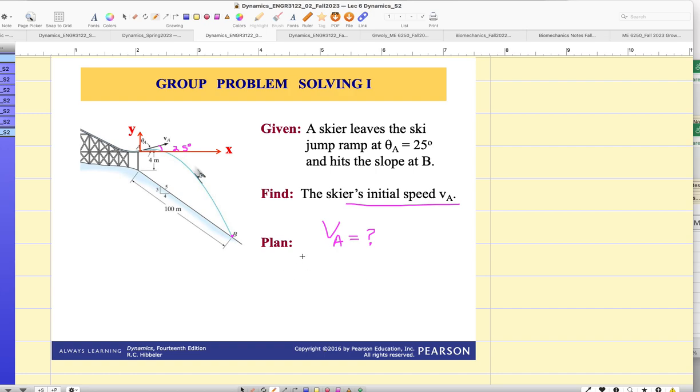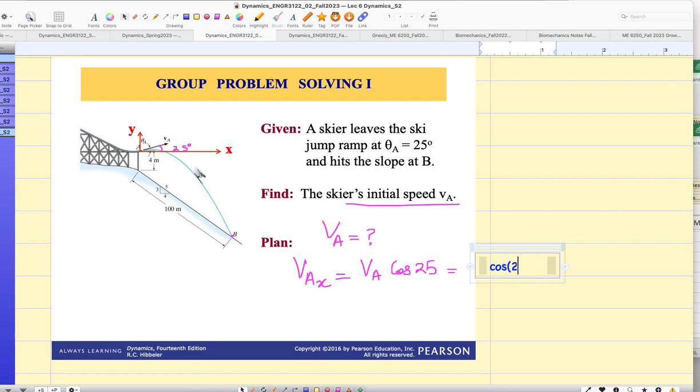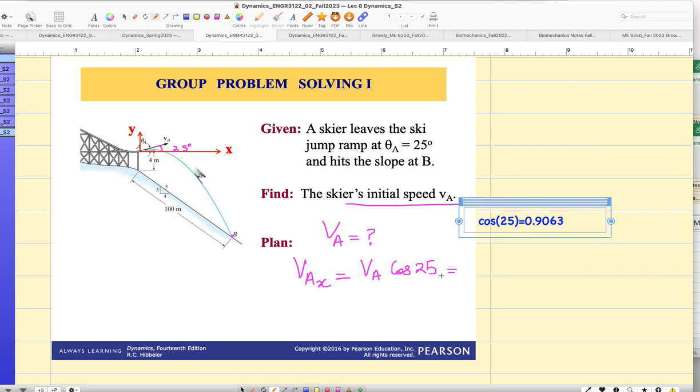So let me show you what it is. First of all, we will split it up. For the initial speed or any speed for the projectile, we need two components, as I mentioned. So let me show you how you would find the initial speed. Let's find what VAX equals: VA cosine 25. If you do the math, what is cosine 25? Cosine 25 equals 0.9063. So let me write down up to 2 decimal places, 0.9 VA.